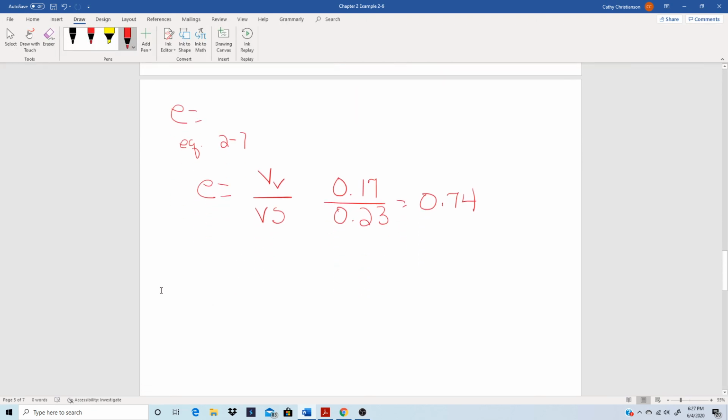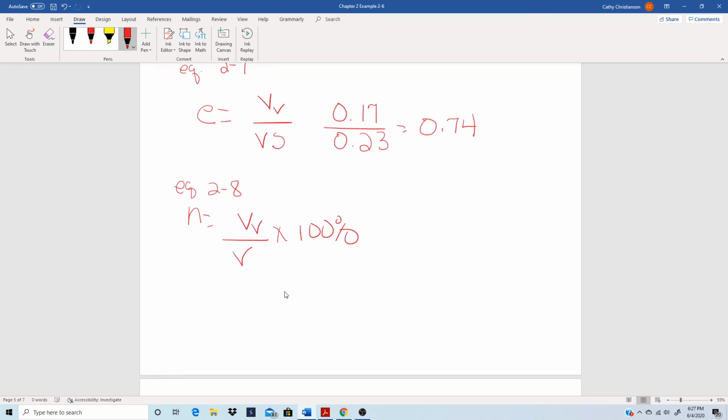Fourth thing they asked for is porosity. So they want to know what porosity is. Porosity is that little n. And that would be equation 28. So that'll be the volume of the voids divided by the volume times 100. So our volume of voids is 0.17 divided by V, which was given. These are both cubic feet, so the cubic feet will cancel, times 100 to put it in a percentage. So if I say 0.17 divided by 0.4 times 100, that gives me 42.5%.